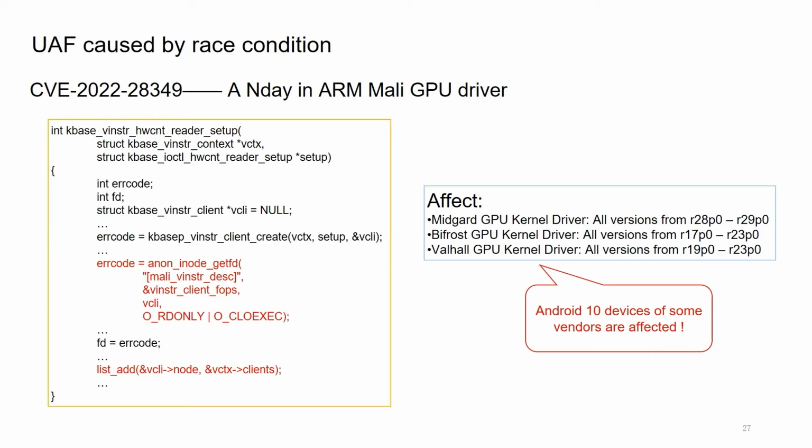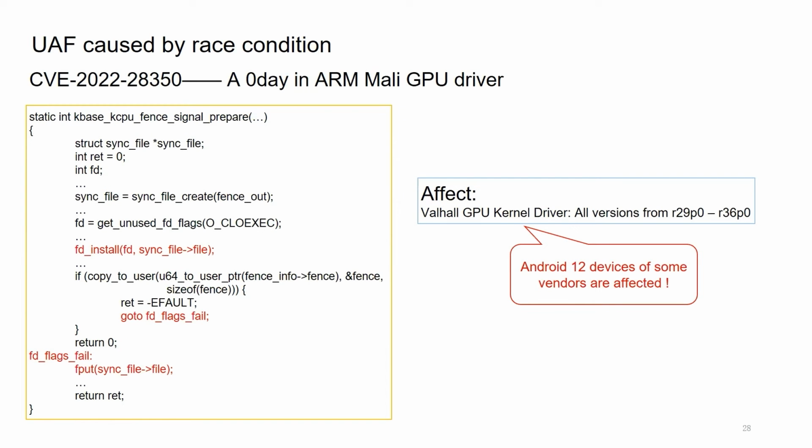So let's have a look at the vulnerability CVE-2022-28349, which I found in the Mali driver, and it affects some old versions of the Mali driver. Some Android 10 devices or vendors are still using the old versions of the Mali driver, so they are affected by the vulnerability. The vulnerability CVE-2022-28350 is a zero-day I found in the Mali driver. It existed in a version of the Mali driver, and some Android 12 devices or vendors are affected. For now, the vulnerability has been fixed.